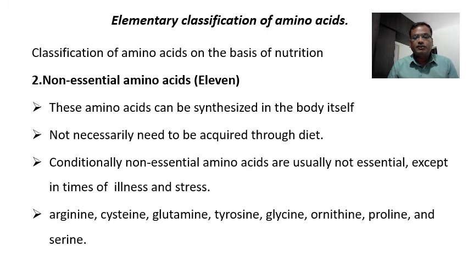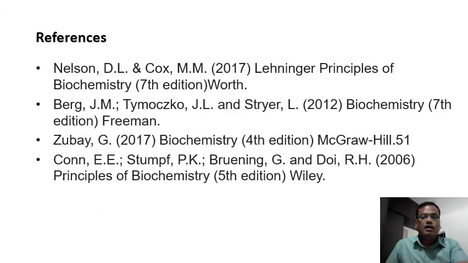Conditionally essential amino acids are not essential except in times of illness and stress. Now, whenever there is some disease, or in times of illness and stress, our body may not produce these amino acids. At that time, there may be a need to consume them through the diet. Now, arginine, cysteine, glutamine, tyrosine, glycine, ornithine, proline, and serine are the conditionally essential amino acids. So this is about the elementary classification of amino acids.